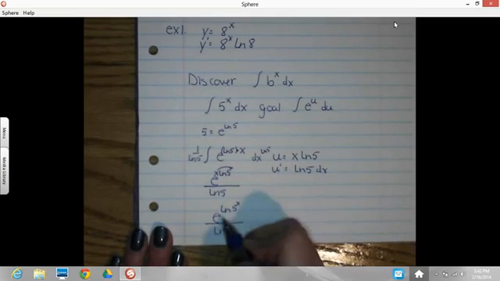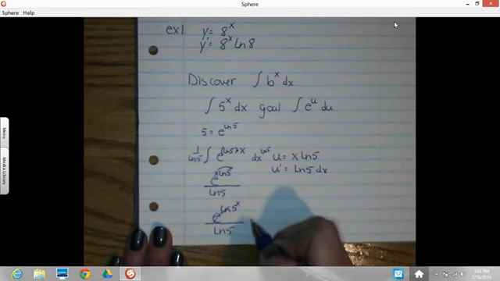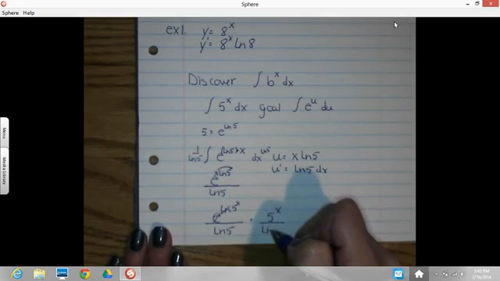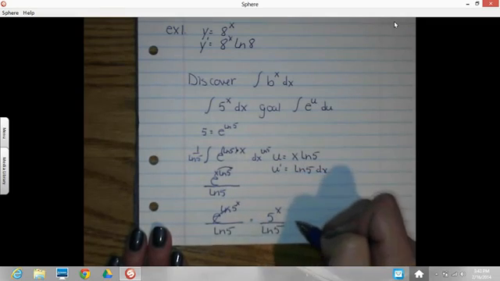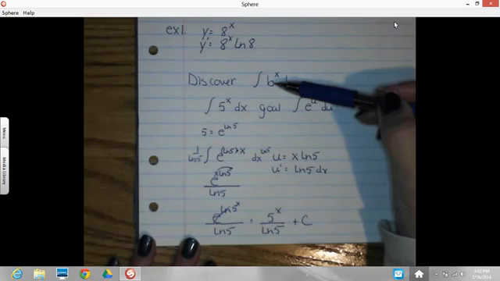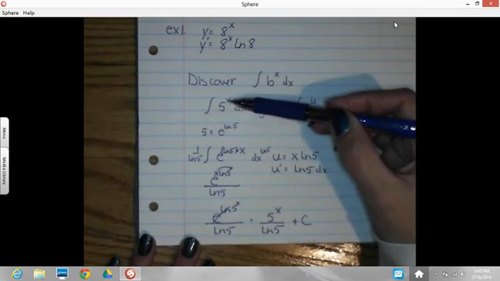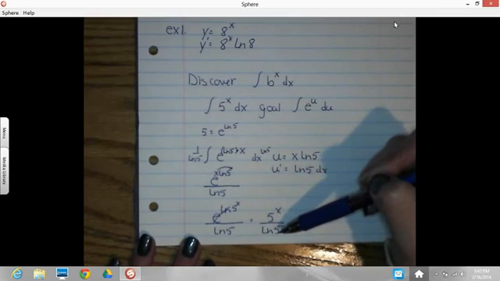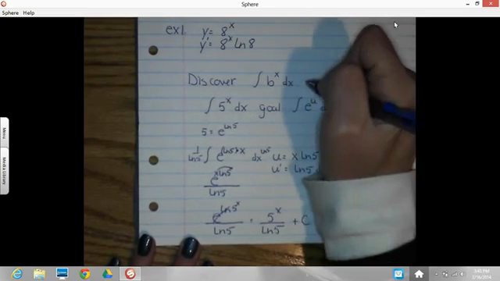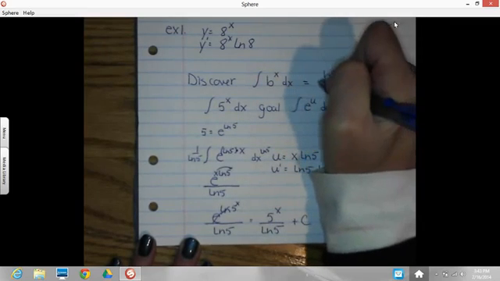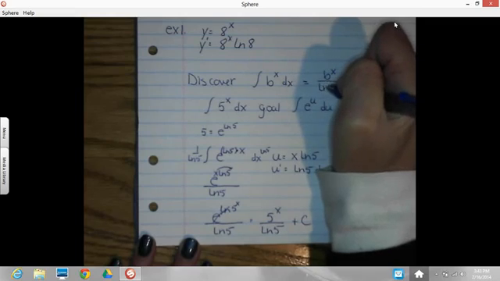Now I'm going to simplify. The e and the ln are going to go away. I get 5 to the x over ln of 5 plus c. So, what does it appear the rule is going to be for the integral of b to the x dx, when I had 5 to the x dx and it came out 5 to the x over ln of 5? Well, it certainly looks like it's going to be itself, b to the x, divided by the natural log of that number, b.